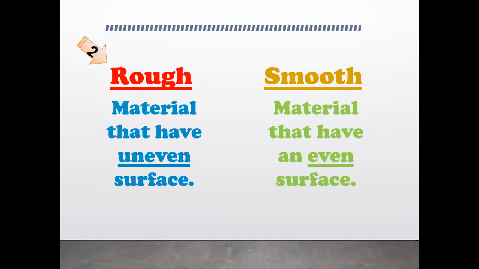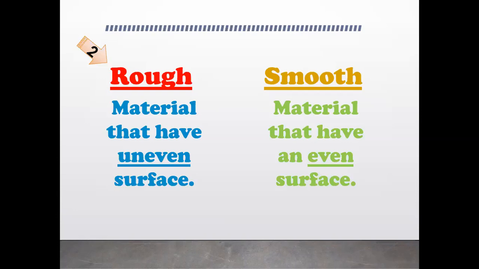The second property is rough and smooth. What do we mean by this property? Rough means a material that has an uneven surface. When you put your hands on this surface, you will find that your hands are going up and down. It's not smooth. Your hands are not slipping, as they do on slippery or smooth surfaces. So an uneven surface means that it is a rough material.